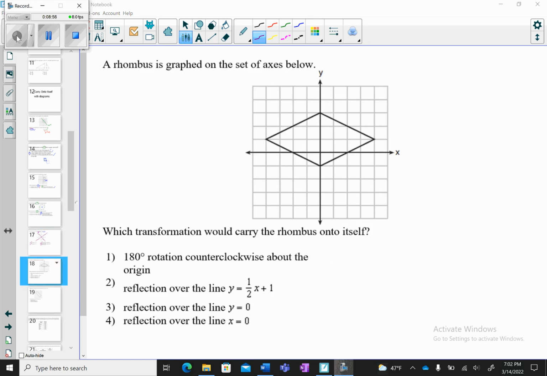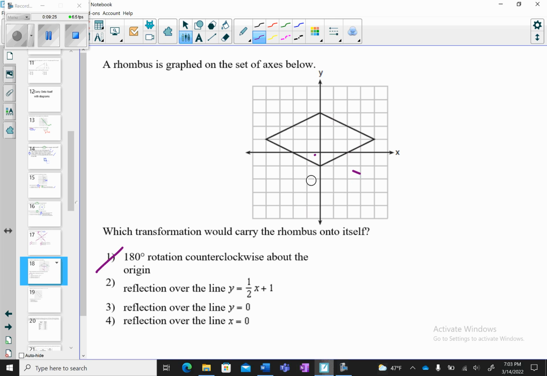Let's look at the next question. A rhombus is graphed on the set of axes below. Which transformation would carry the rhombus onto itself? So we want to know which one would work. Is it a rotation of 180 degrees counterclockwise about the origin? So here's the origin. If I rotated 180 degrees from the origin, it's going to be down here. So that's not going to work.